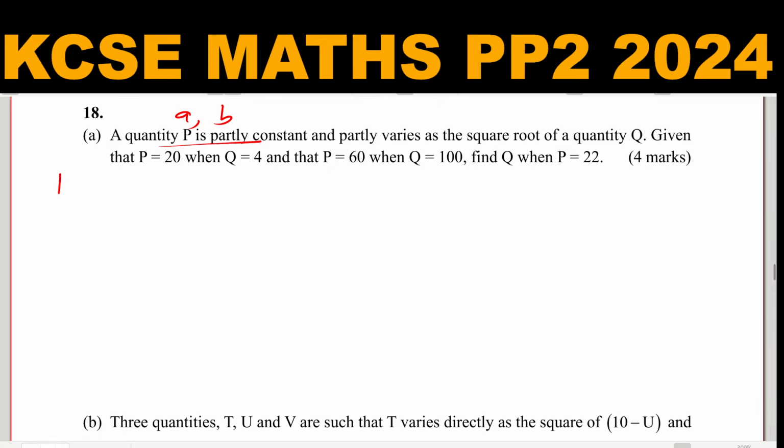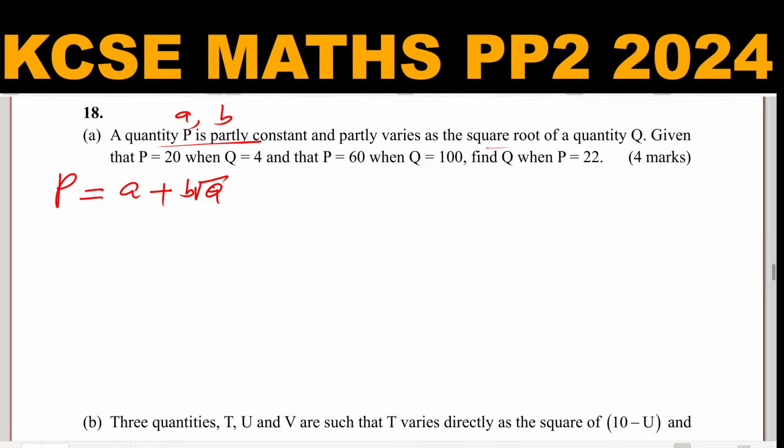A quantity P is partly constant, so P equals partly constant. I'll put the first constant there, A, and then add, and partly varies as the square root of quantity Q. So the square root of Q, and then don't forget to have the other constant there. So that is the required equation.